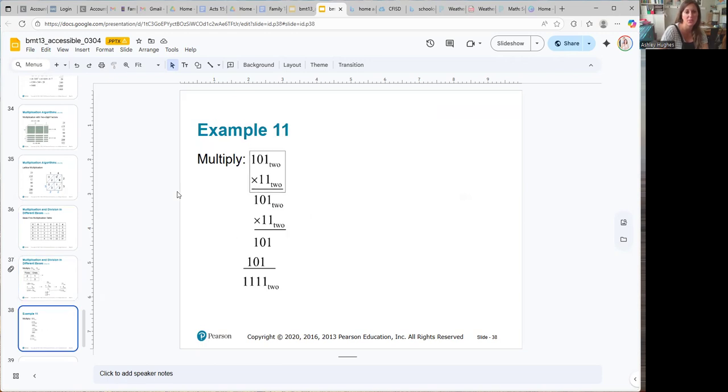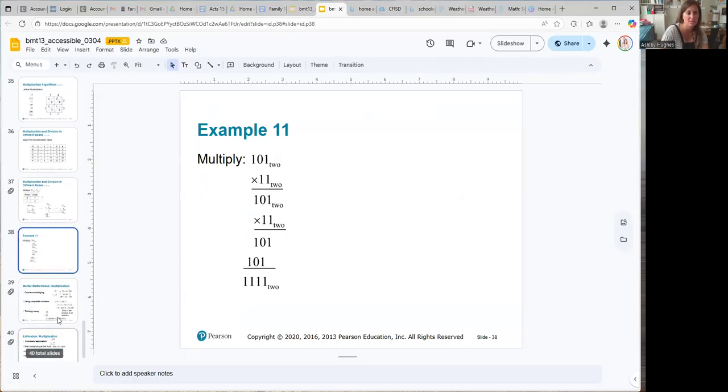And this is showing you an example in base 2. So 1 times 1 is 1, 1 times 0 is 0, 1 times 1 is 1, 1 times 1 is 1, 1 times 0 is 0, and then we add them together.